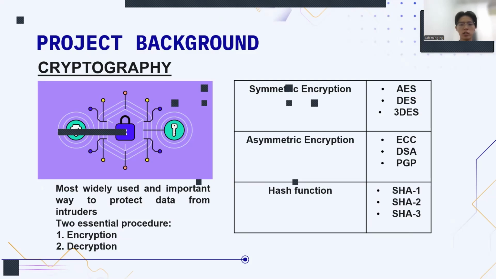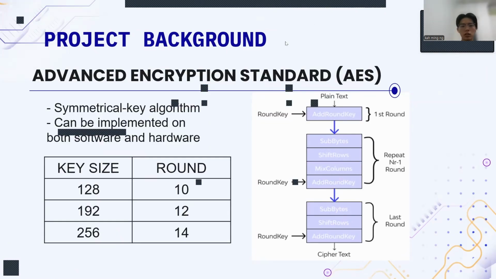For symmetric encryption, we have AES, DES, and 3DES. For asymmetric, we have ECC, DSA, and PGP. And lastly, for the hash function, we have SHA-1, SHA-2, and SHA-3. Okay, so the cryptographic algorithm that I chose is AES, which stands for Advanced Encryption Standard. It is a symmetric key algorithm and it can be implemented on both software and hardware.